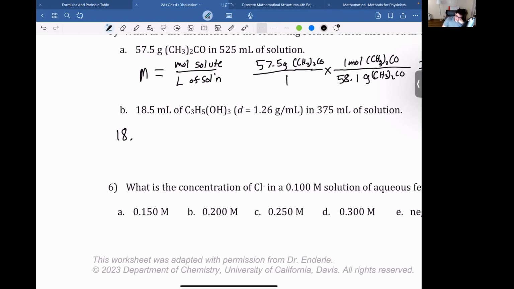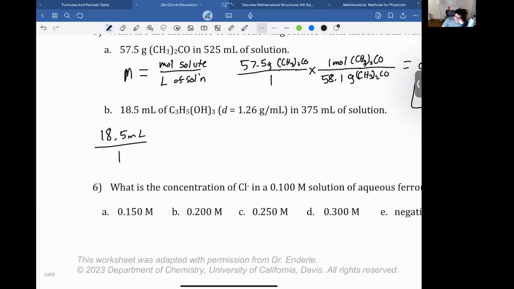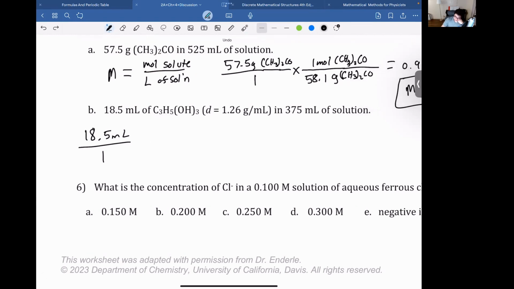So we have 18.5 milliliters. I'm not going to write this whole thing down just for the sake of time. We have, oops, a density of 1.26 grams per 1 milliliter. Again, why am I doing this? So that I can eventually get moles, so I can use that for molarity.